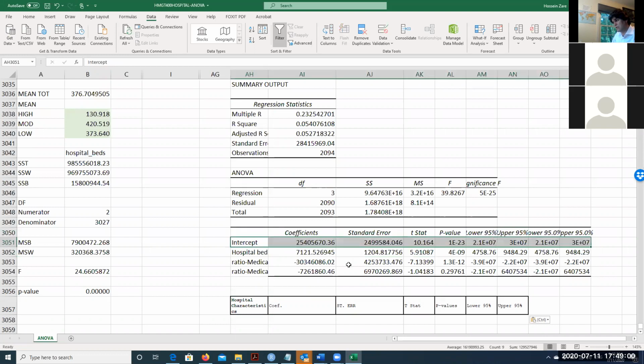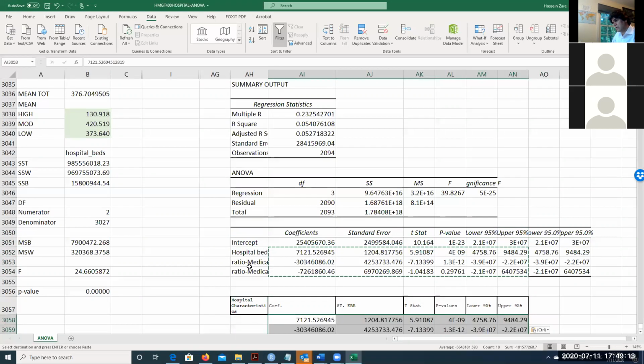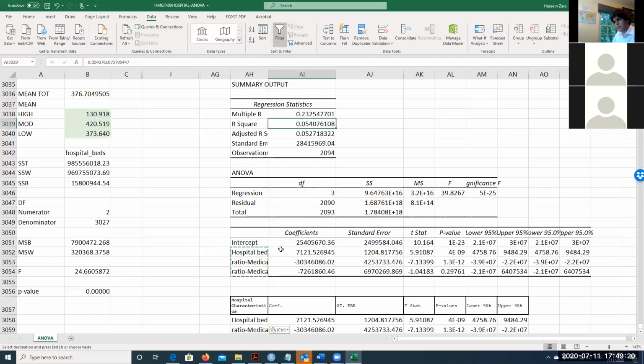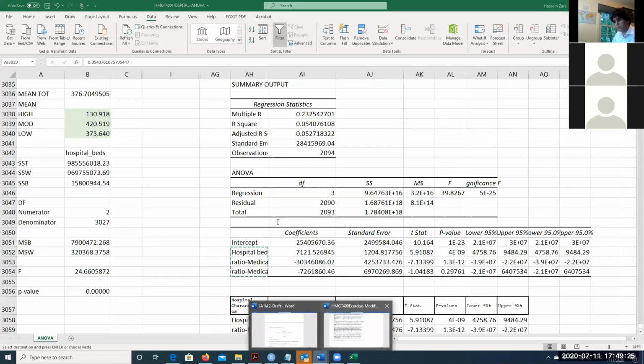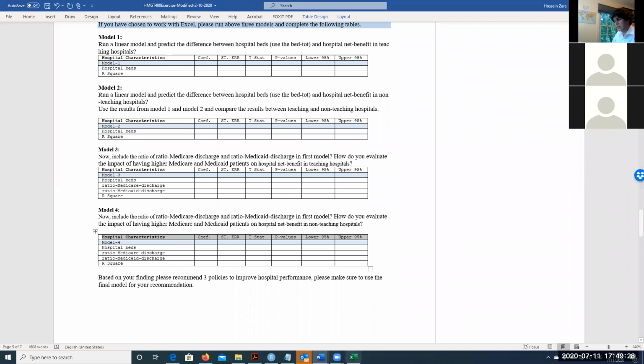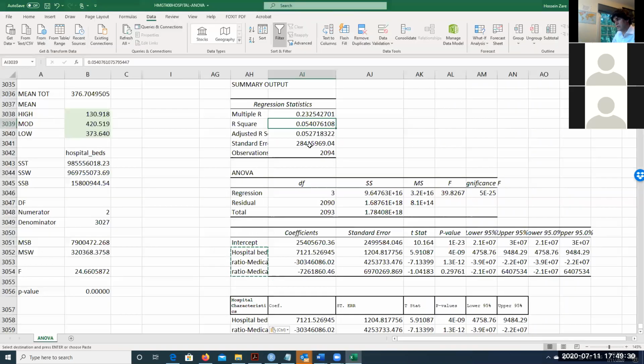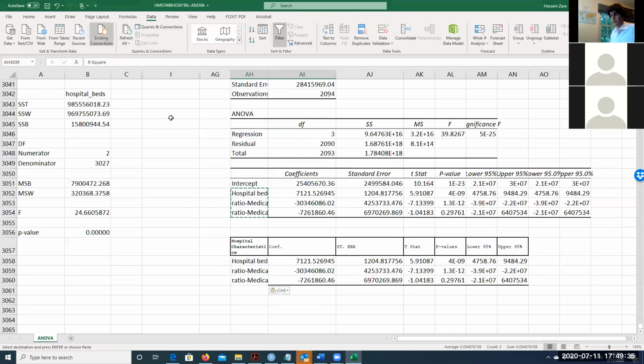You don't need that. The hospital bed, Medicare and Medicaid ratio, you can copy from here, lower and upper. This is from this. And then the question also asks for R square. I think Excel doesn't compute the R square, right? We should also report the R square for this. And the R square is this one. We should report this, 0.05, for the formula.